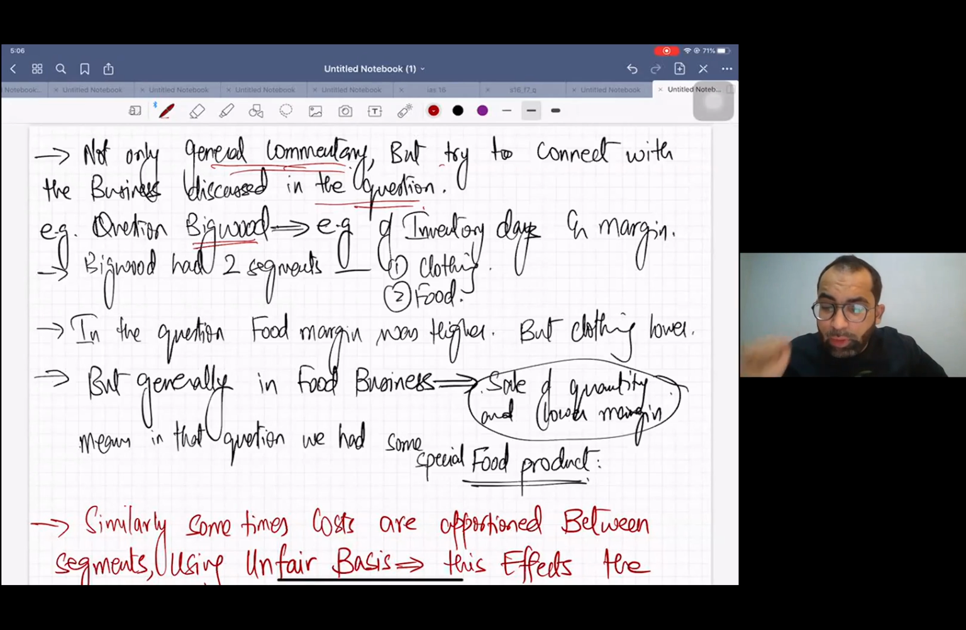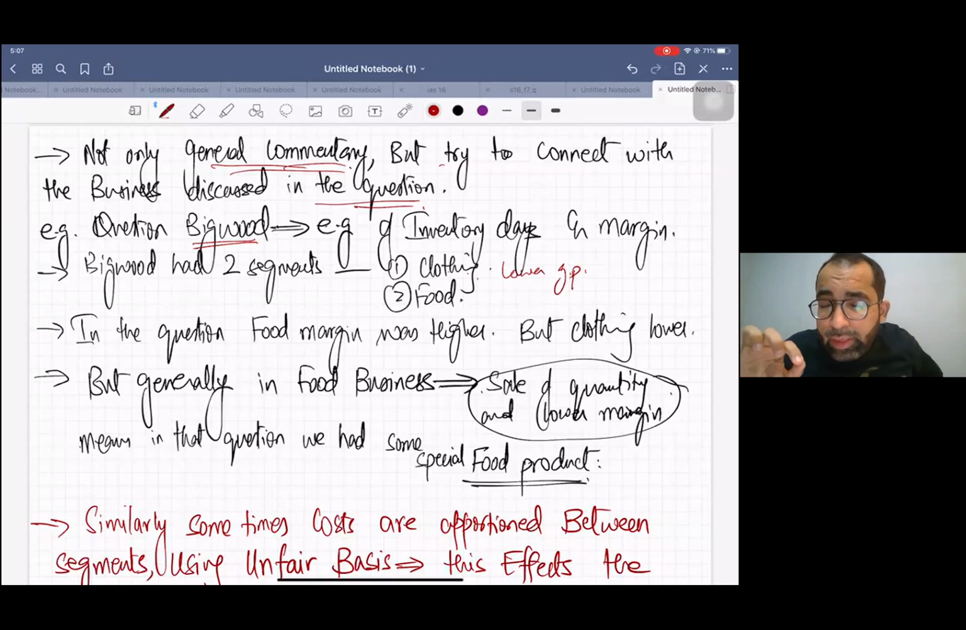But in this question, what happened? Listen, their clothing business had a lower GP margin. In the question, it was written that the clothing business has a lower GP margin and the food business has a higher GP margin. So you need to write something in the commentary on why.